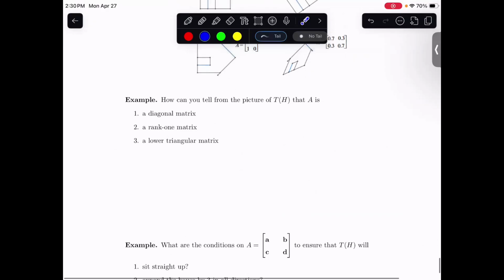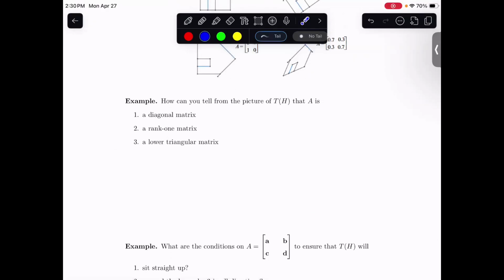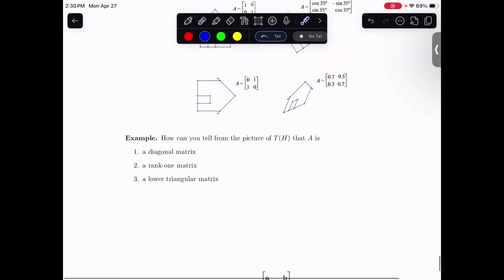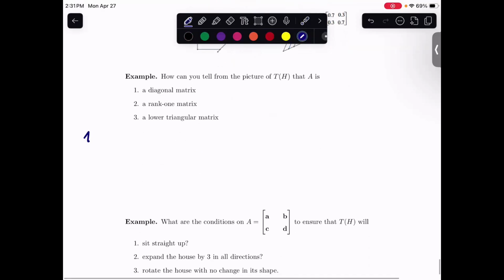What do I actually want to do here? Maybe I'll give a really brief answer to all of these just to say that I did it, I suppose. So for this first example, it asks how you can tell from the picture of T of H, the transformation applied to H, i.e. A multiplied by H, whether A is diagonal, a rank 1 matrix, or a lower triangular matrix. There's 3 parts to this.